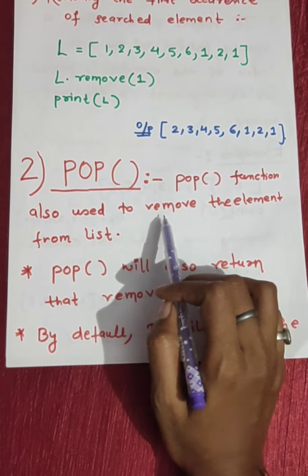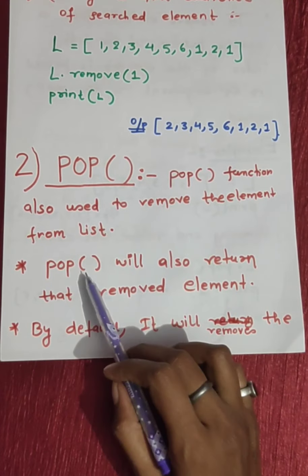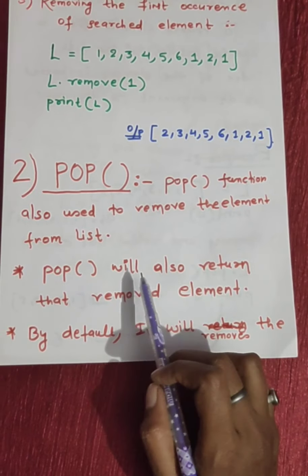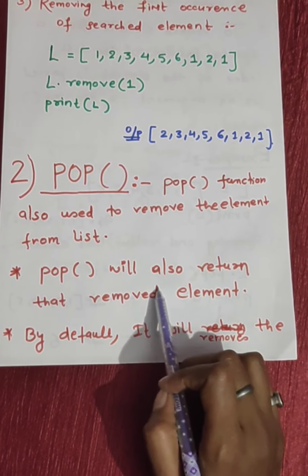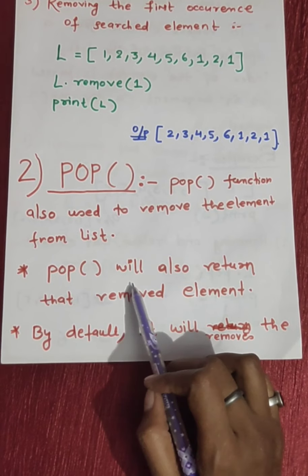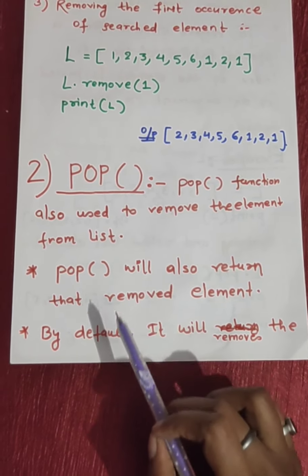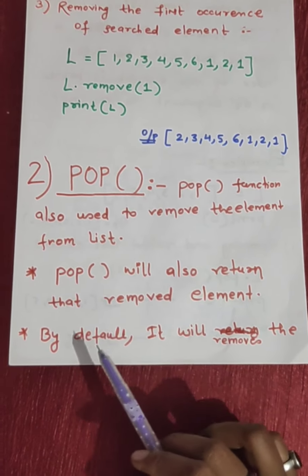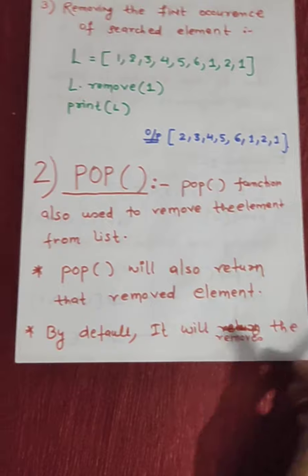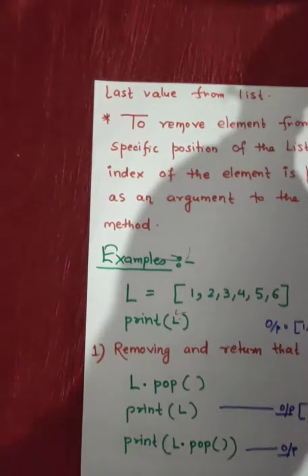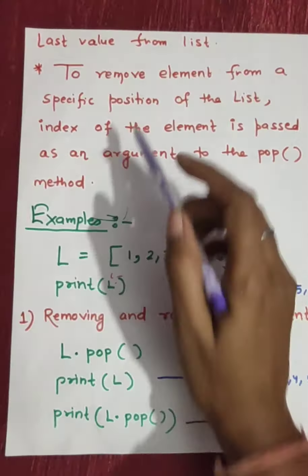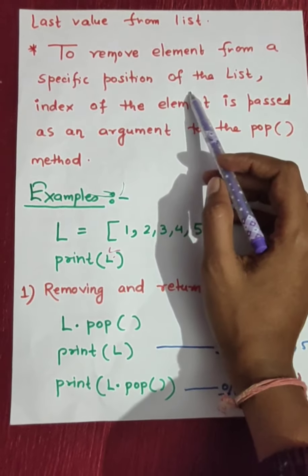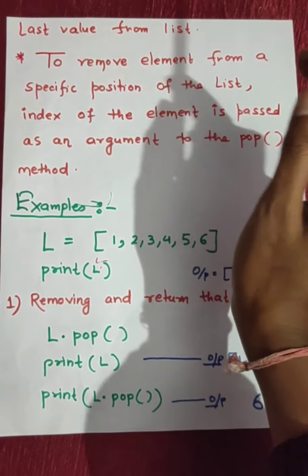Now I am going to discuss the most important inbuilt method, that is the pop function. The pop function is also used to remove an element from a list. The pop function will also return the removed element, meaning whatever element you remove, it will also return, and that will not happen in the case of the remove function. That is the difference between the pop function and the remove function. By default it will remove the last value from the list.